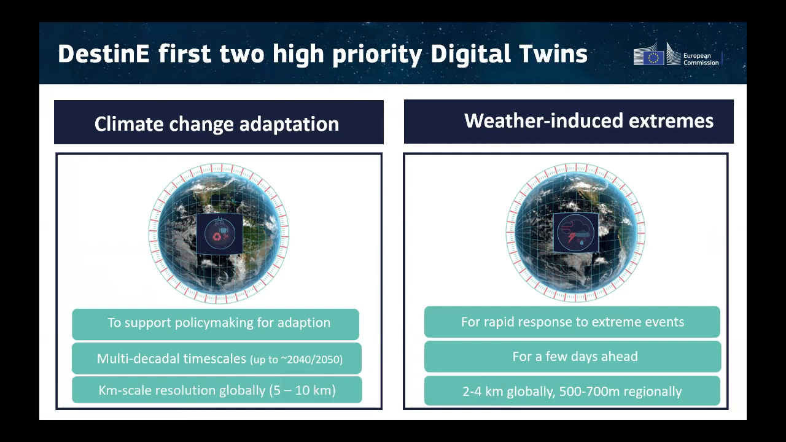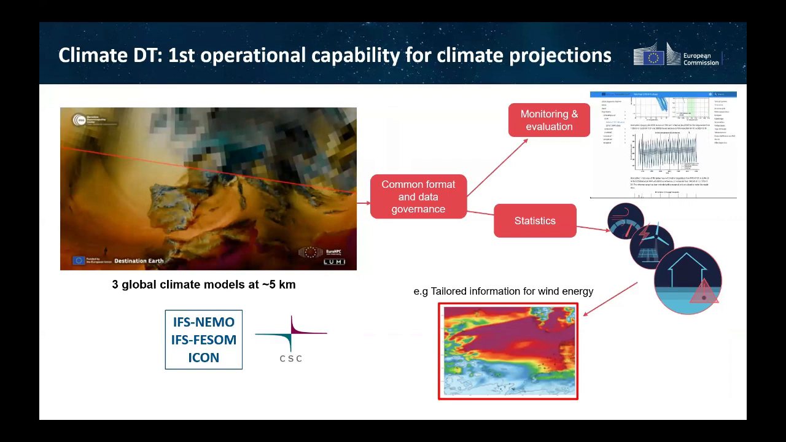So 9 kilometers. If you compare to CORDEX or CMIP, they go longer in time, but the resolution is much coarser. The other digital twin is weather-induced, which is a kind of numerical weather forecast, NWP. Here you have every day 4 days of prediction at 2 to 4 kilometers resolution, which is also much better than the IFS, for instance. The standard weather forecast of ECMWF is around 10 kilometers. We can also trigger at 500 meters regionally for 2 days. So now I will explain a bit of this.